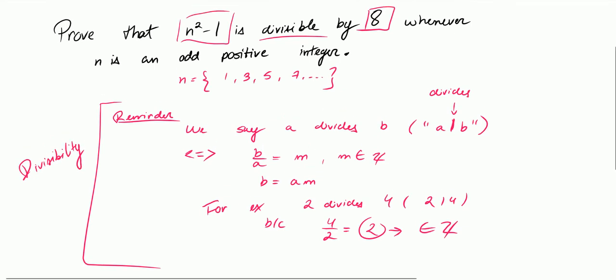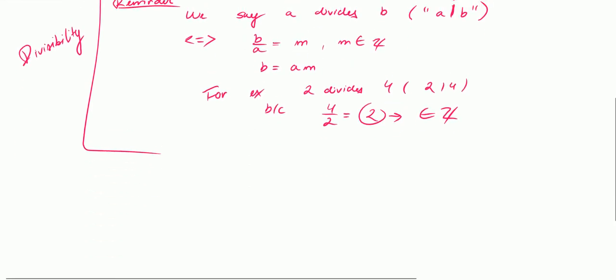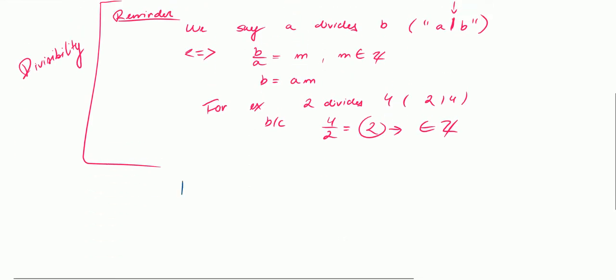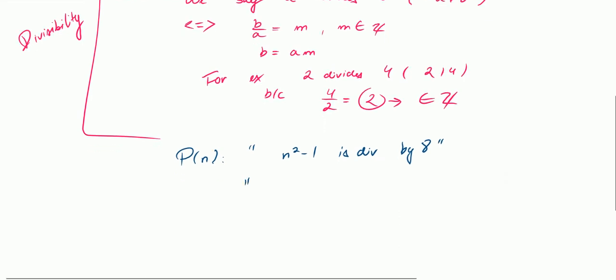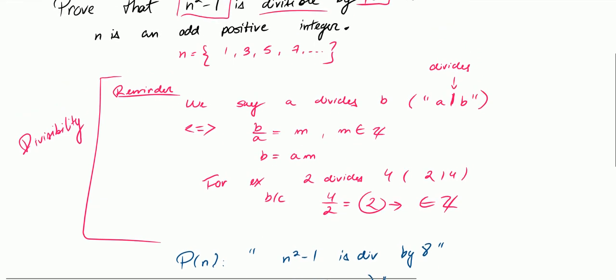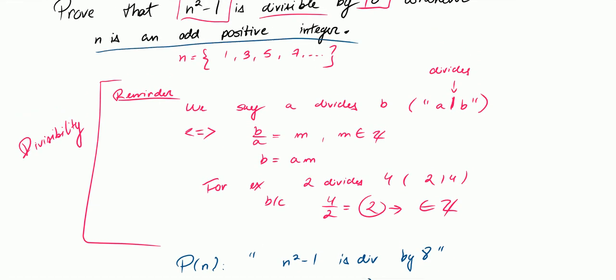So in this case, when I say n squared minus 1 is divisible by 8, my statement Pn is going to be, it can either be n squared minus 1 is divisible by 8, like the question says, but if you want to write it more formally, then you can say 8 divides n squared minus 1. So this is what we're trying to prove, obviously when n is an odd positive integer.